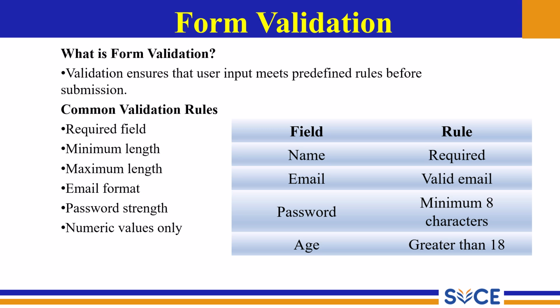Common validation rules include the required field, meaning the field cannot be empty, and minimum length. So let's discuss one example: the password should contain at least 8 characters. Maximum length is useful for usernames. Email format must contain the @ symbol and the domain name. Password strength should contain uppercase, lowercase, numbers, and special characters. Numeric validation: age should contain only numbers. Validation improves data quality, security, user experience, and reduces errors.